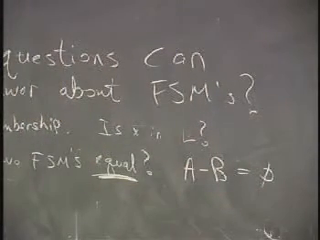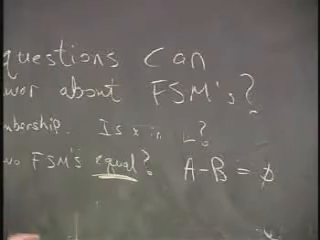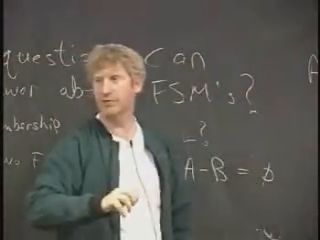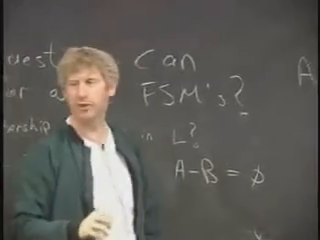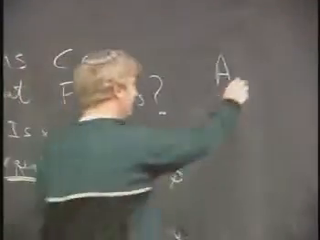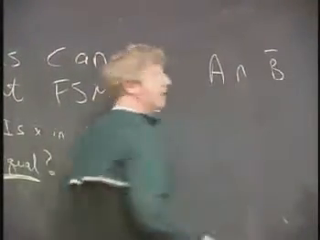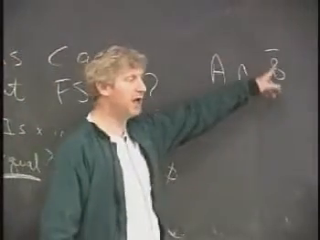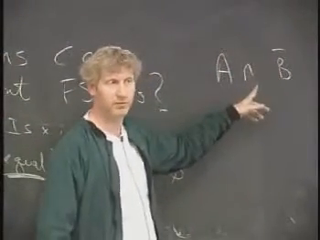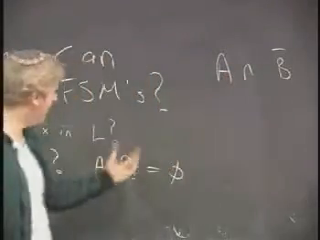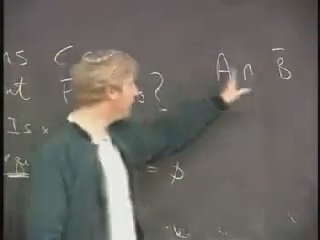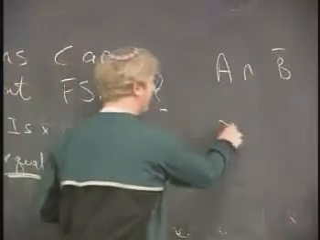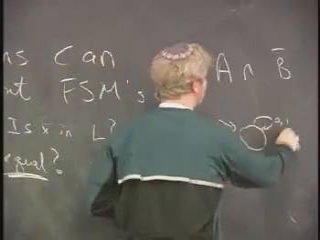I can make a finite state machine equal to A minus B. Who knows how to do A minus B from set theory? Symmetric difference of a set. A intersect not B. That's A minus B. So take A, take B and complement it. Intersect the two. This represents A minus B. Do this, do the complement, intersect the two, minimize it. If it looks like this, you're done.